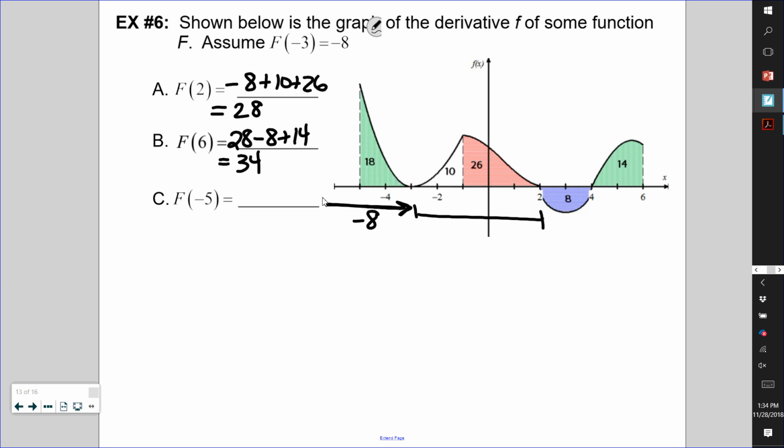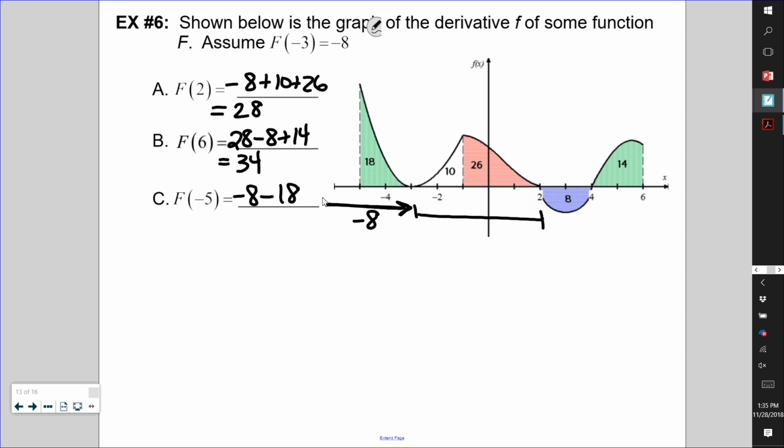What did you just do? So stop and think about it. It's not something you should just be able to answer immediately. You got to think about what's going on. If I say f of negative 5, that's to the left of negative 3. So it means you have to subtract that, right? So what's the area up to negative 3? Negative 8. And then instead of adding 18, subtract 18 because it's backwards.